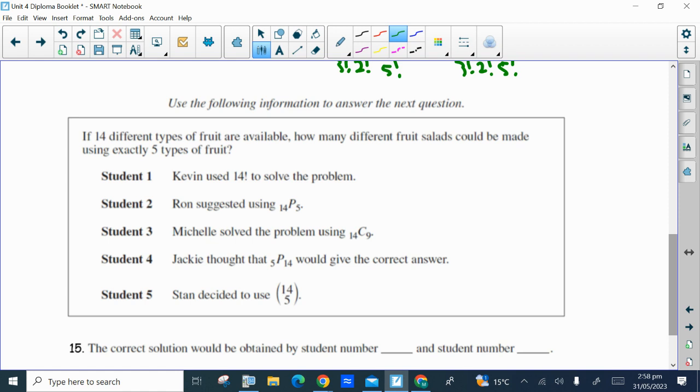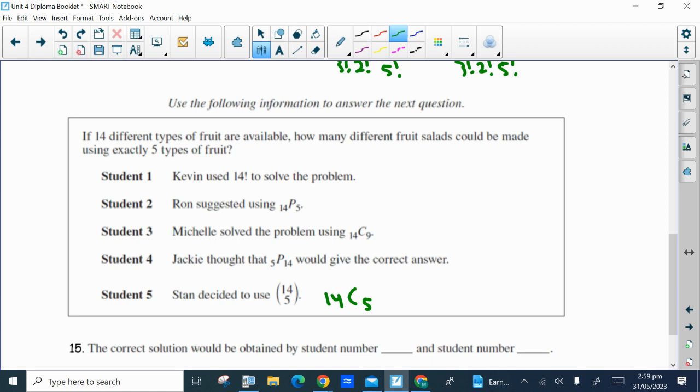If 14 different types of fruits are available, how many different fruit salads could be made using exactly 5 types of fruit? So Kevin used 14 factorial to solve the problem. Ron suggested 14P5, Marcel 14C9, Jackie thought 5P14, and Stan used 14, 5 like that, which means 14C5. And that's on the formula sheet. You didn't really talk about that notation, but that's on the formula sheet.